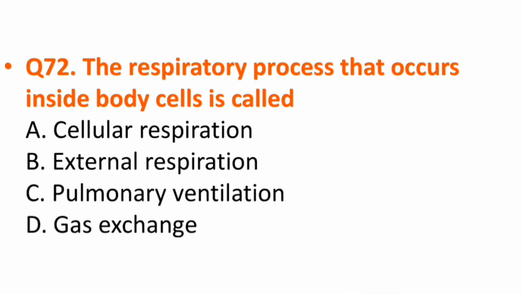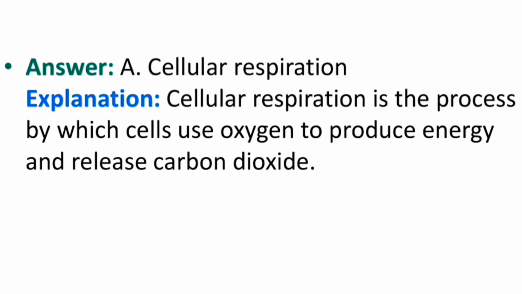The respiratory process that occurs inside body cells is called option A, cellular respiration, option B, external respiration, option C, pulmonary ventilation, option D, gas exchange. The correct answer is option A, cellular respiration. Cellular respiration is the process by which cells use oxygen to produce energy and release carbon dioxide.